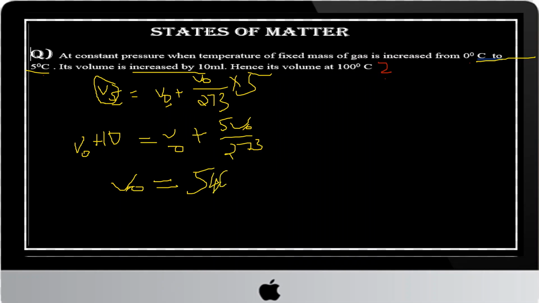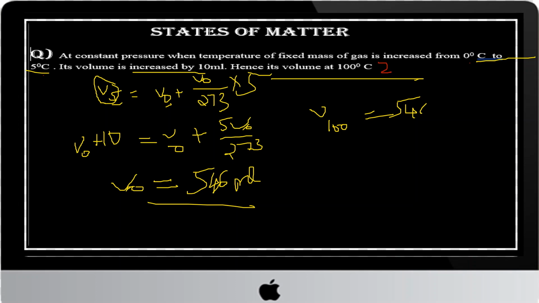546 ml. Check it. I have got this, and substitute this. They ask you to find the volume at 100 degrees Celsius. That means V100 is equal to 546, meaning initial V0, plus again V0, that means 546 by 273 into the difference in temperature, that's 100 minus 0, it becomes 100.